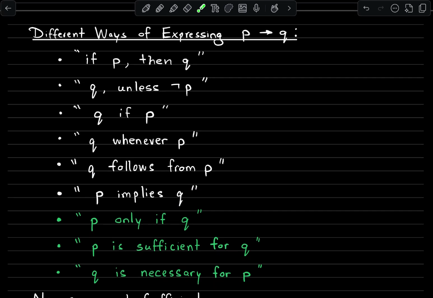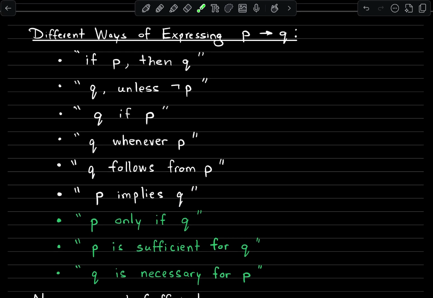And then you've got some important ones. P only if Q. This is also going to make a lot more sense when we talk about what we're going to talk about next, which is necessary and sufficient. So essentially what we're saying is P is only going to happen if Q happens, which is interesting because it seems like we're going backwards. P is sufficient for Q, whereas Q is necessary for P.